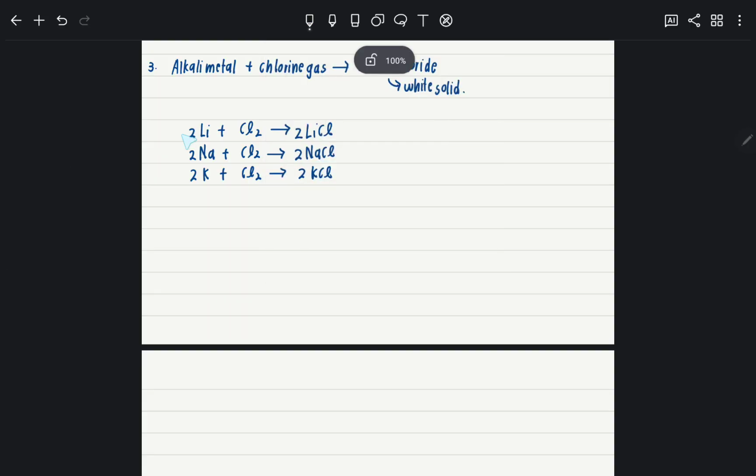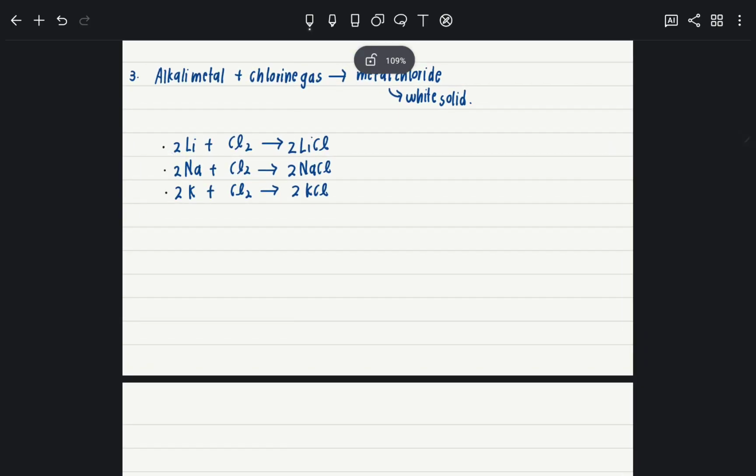Understand? Whatever it is, if your alkali metals react with chlorine gas, they will form metal chloride, and the metal chloride depends on the alkali metal. If it reacts with lithium, it is lithium chloride. If it reacts with potassium, potassium chloride. You must know your alkali metal, then you know the name of your metal chloride. But all of these are metals. Lithium is a metal, sodium is a metal, and potassium is also a metal.